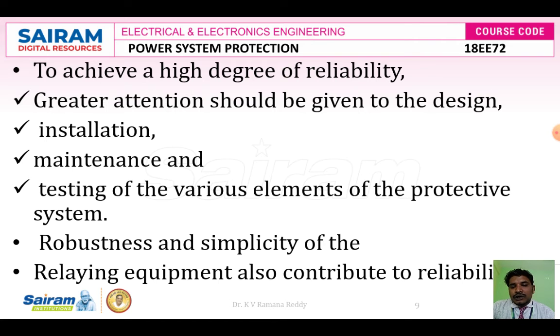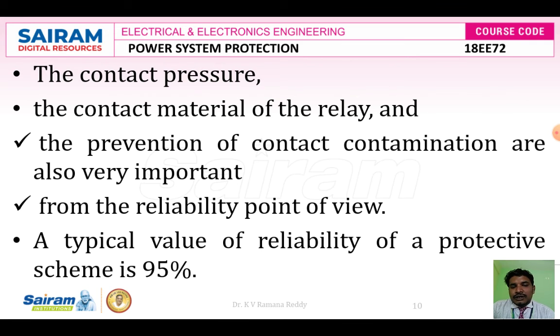Next one is robustness and simplicity. The relaying equipment must also contribute to the reliability, so it has to work in a very simple manner. There should be robustness, then only we can increase the reliability of the protective system. The contact pressure, the contact material of the relay and the prevention of contact contamination are also very important from the reliability point of view.